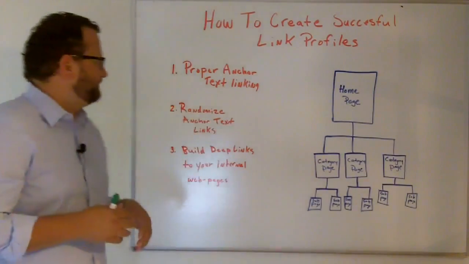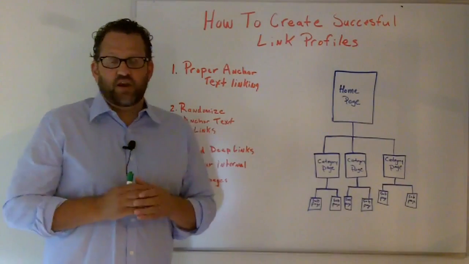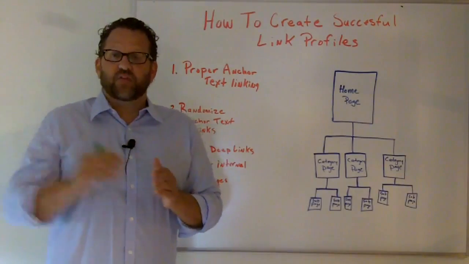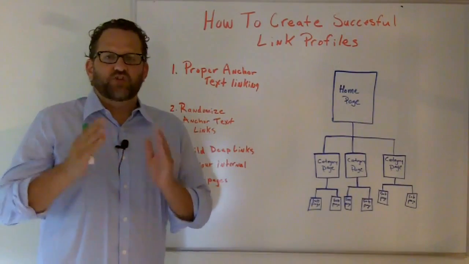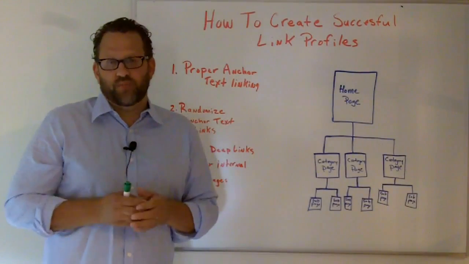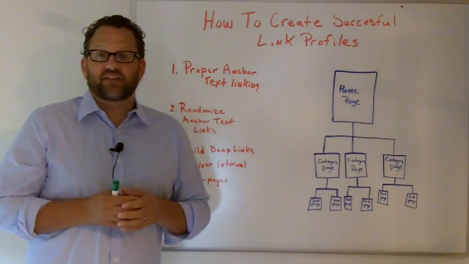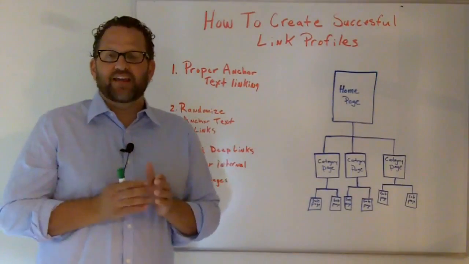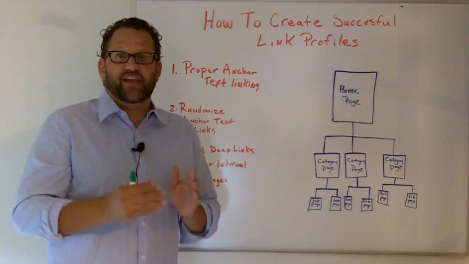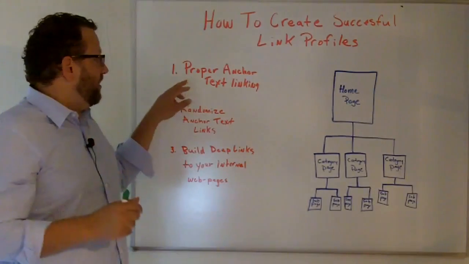So let's get started. The first thing that you need to remember when starting any type of link building campaign, whether that's external link building from other sites or internal link building, is you want to use the proper anchor text when linking to those pages. And an anchor text link is, and I've mentioned this before, the blue highlighted text, the hyperlink text that you can click on that takes you from that link to the page where you're linking to. So that's the first thing that you want to remember.